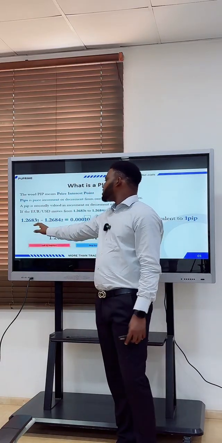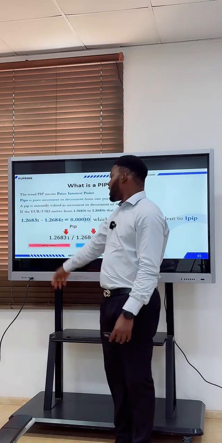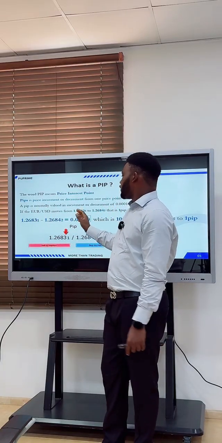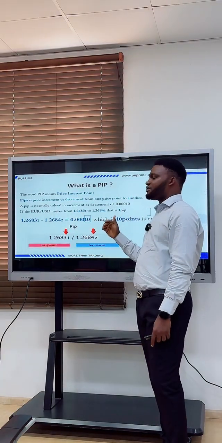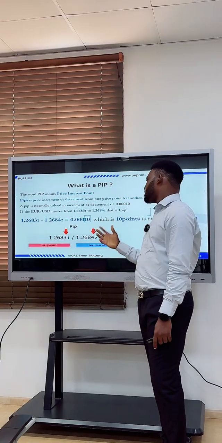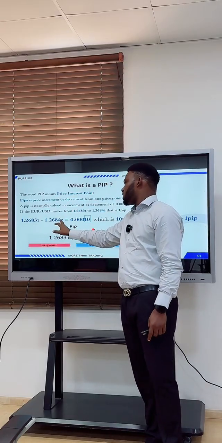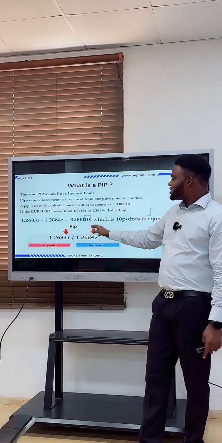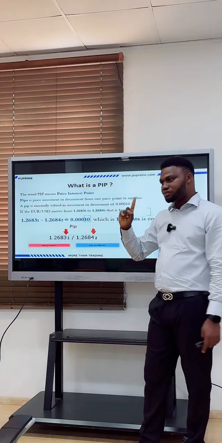Now we have 5 decimal places here. The last digit is usually considered insignificant. But for the sake of our understanding in this class, if you say that we have one pip movement, it is equivalent to 10 points. For example, if the price has moved from here to here, that is 0.00010. That difference is equivalent to one pip.